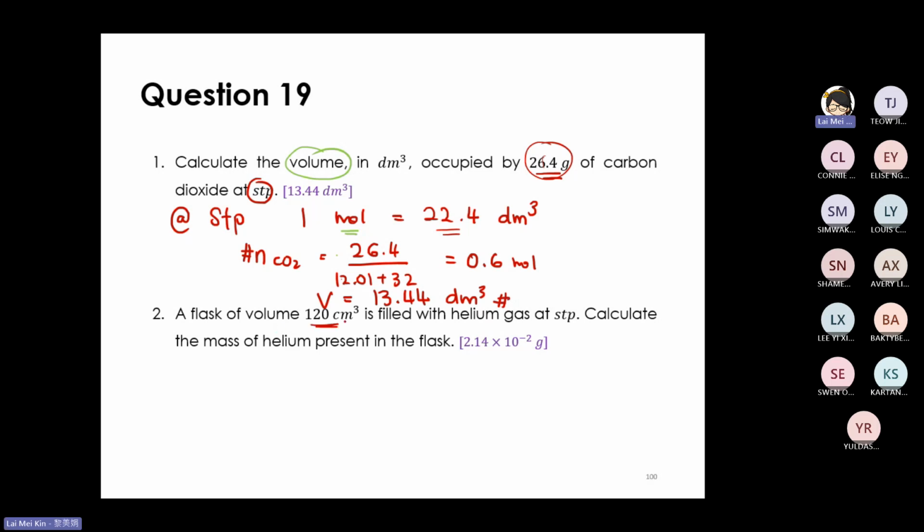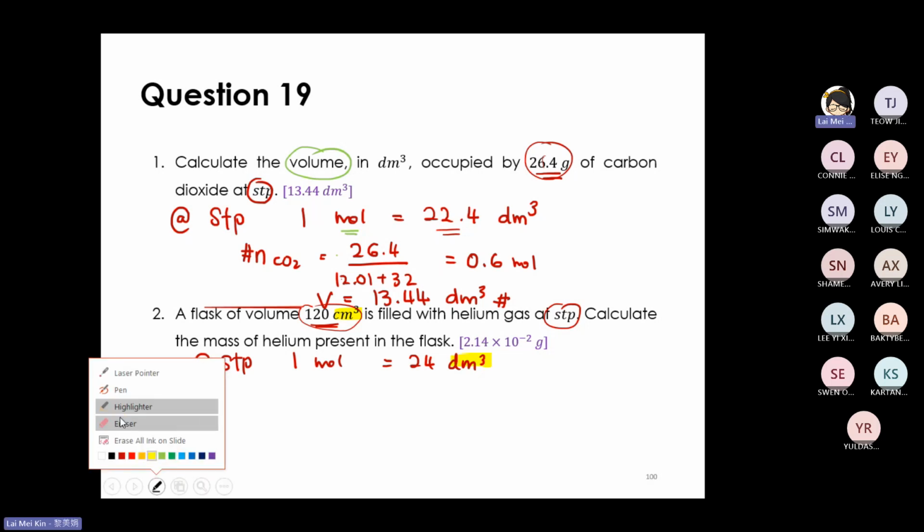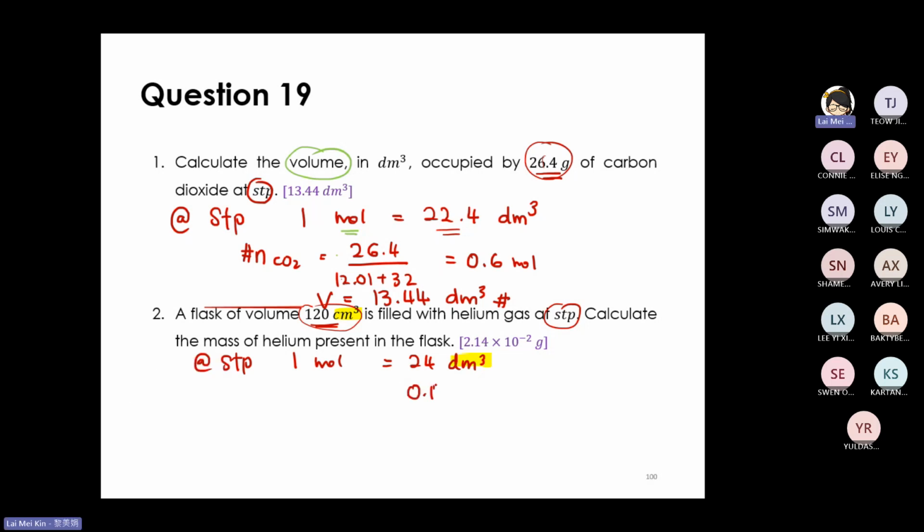Okay, next, a flask, I have the volume, again at STP. STP means 1 mole is 22.4 decimeter cube. Now you have this volume. As I keep on mentioning, make sure they have the same unit. So you convert the unit, it will be 0.12 decimeter cube. Do it step by step. The question asks for mass, but you cannot jump and directly get the mass. So do it step by step as much as you can. At least get 1 or 2 marks here.